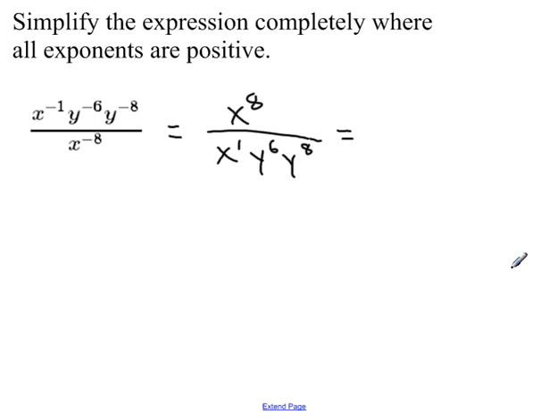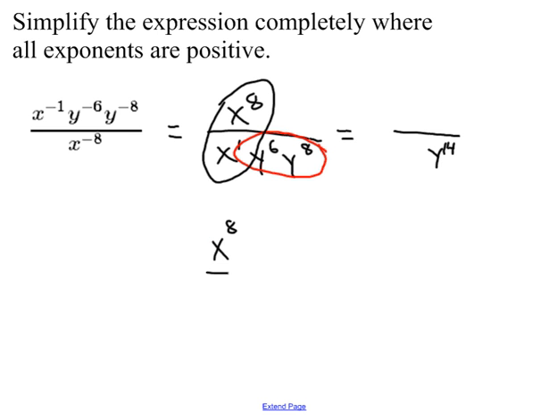Now I could just simplify. So I could simplify this over here. That's going to give me y to the 14th. So I got y to the 14th here. And then I can also simplify this, x to the 8 over x to the 1, that's equal to x to the 7th. So that's my final answer. I got x to the 7 over y to the 14th.